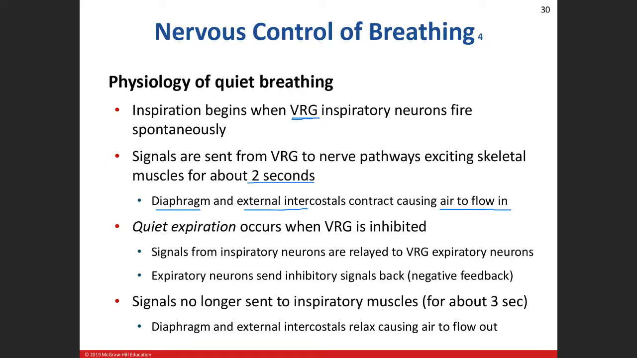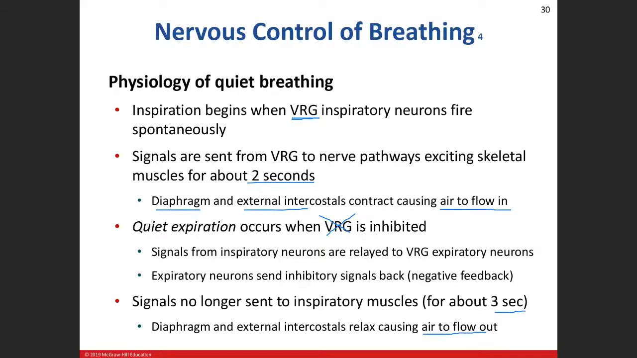Then at the end of inspiration, we follow it with expiration, exhaling. In this situation, we are going to inhibit the ventral respiratory group, and in doing so we stop stimulating the diaphragm and the external intercostals, and therefore they relax. As they relax, the muscles return everything to their original position. This takes about 3 seconds, and this will of course decrease the thoracic volume, thereby increasing the pressure inside and causing air to flow out.